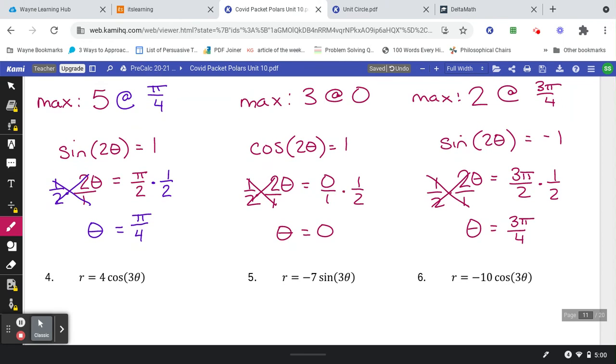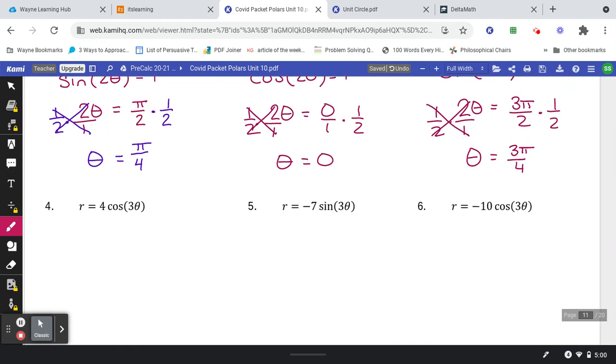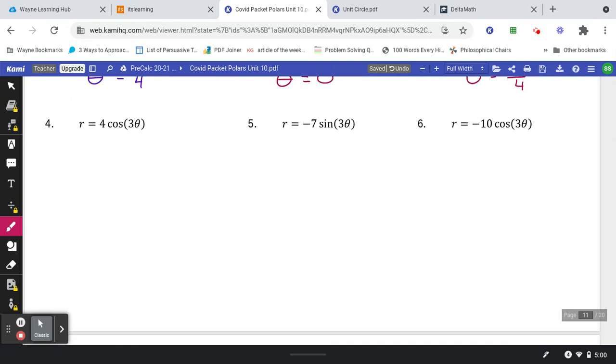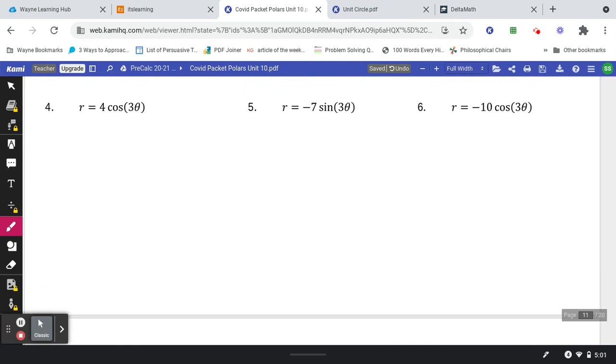Let's look at our 3 petals. We're going to do the setup the same way. So example number 4, my maximum value is going to be 4. And that happens when cosine of 3 theta equals positive 1. In other words, 4 times what equals 4? That'd be positive 1. And they're all going to be either positive 1 or negative 1.